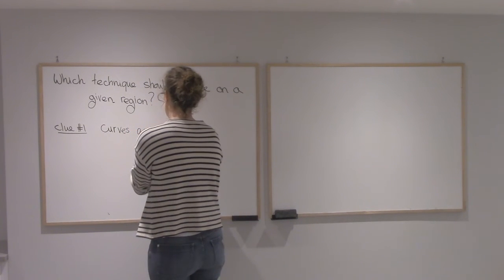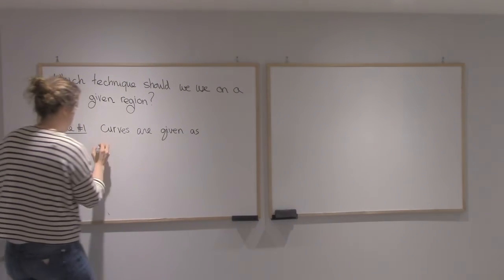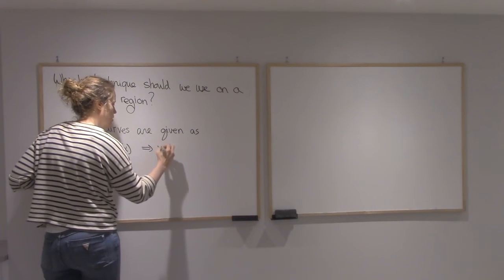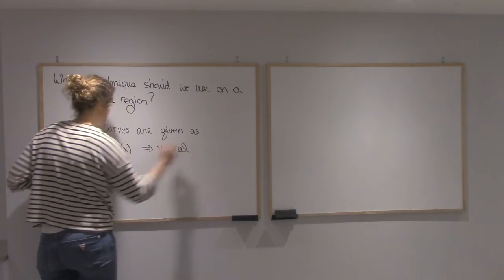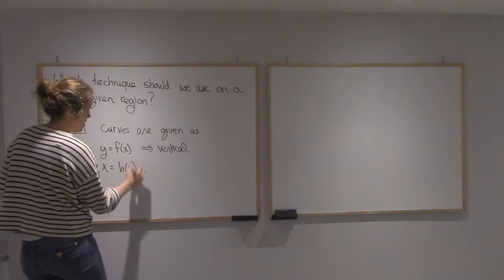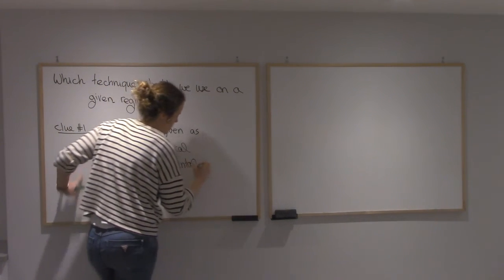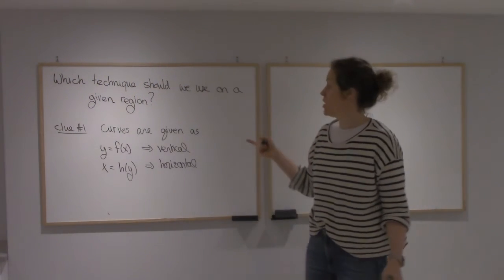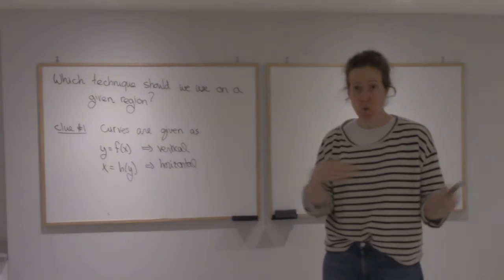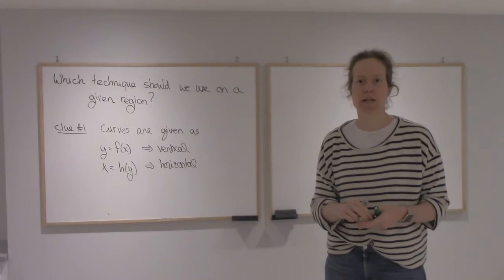So if the curves are given as y equals f of x, then you should use vertical. If x equals h of y, you should use horizontal. Now, if you choose not to follow that, what you do might be legal, but your first step would be to isolate one of the variables, and that algebraic step is not necessary. You could just use the other technique.